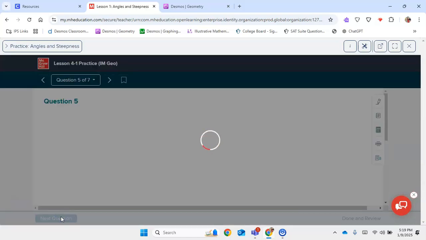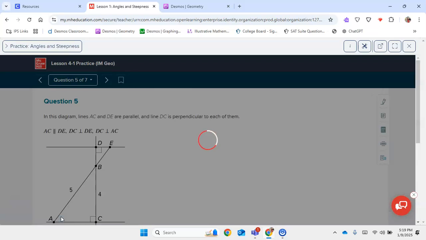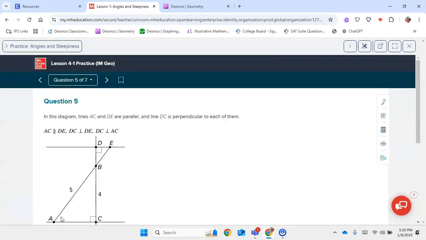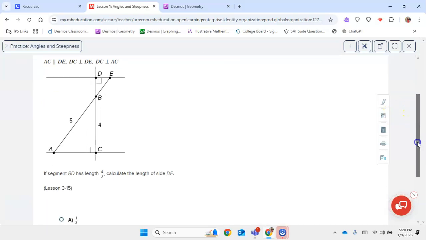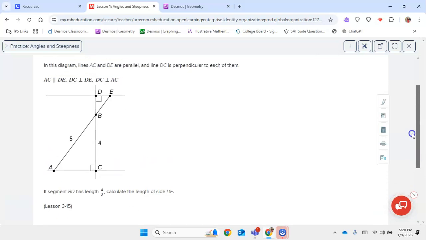Question 5. In this diagram, lines AC and DE are parallel, and line DC is perpendicular to each of them. If segment BD has length 4/3, calculate the length of side DE. Well, to calculate DE, it is the small side of the small triangle. We would need to know the small side of the large triangle. And it is obviously a 3, 4, 5 right triangle.